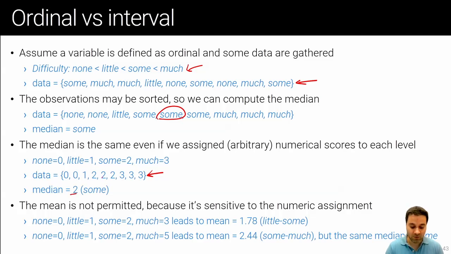It's a number 2, which again corresponds to sum. So the result will be the same regardless of what scale we use. However, the mean is not permitted in this case because it's sensitive to this numerical assignment. So let's say that instead of assigning 0, 1 to 3, we assign 0, 1 to 5. So here's the difference. We are going to give a much higher score to the values of much.